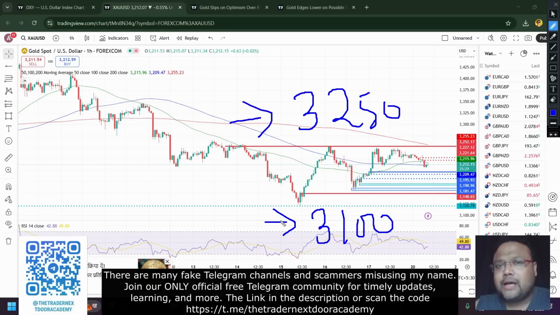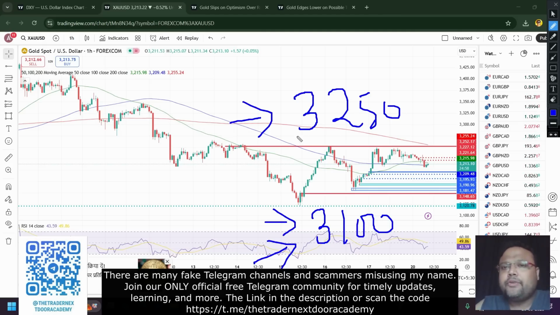If gold wants to go down for further correction for a downtrend, then gold needs to break 3100. Then only we can expect that, okay, finally we have some more correction. And to continue the upside, gold needs to break 3250. Then only we can say that gold is bullish again, because technically market will be forming higher highs.